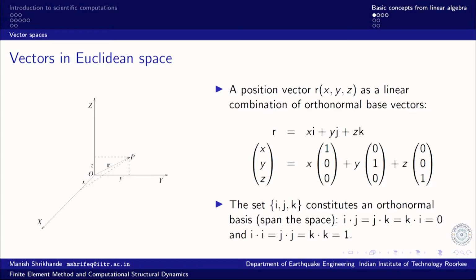So, the set i j k constitutes an orthonormal basis. When I say basis, it means that it spans the space. That means any vector in 3 dimensional geometry can be represented as a linear combination of these 3 orthonormal base vectors. Now, these are by no means the only set of base vectors, these are only the convenient base vectors that we deal with.